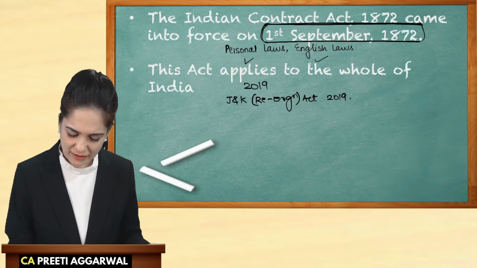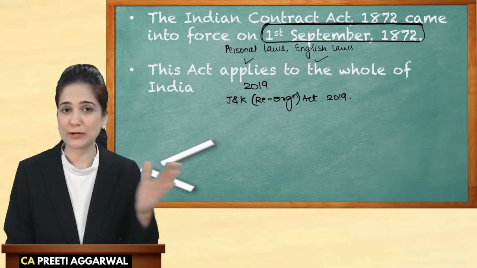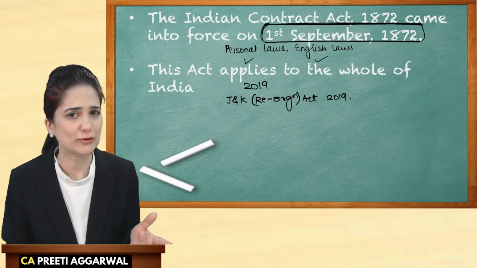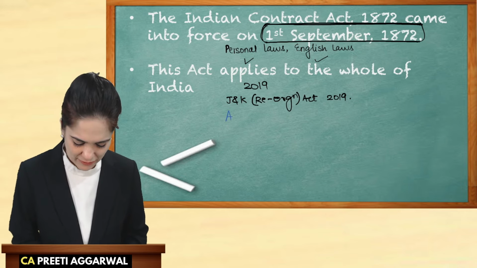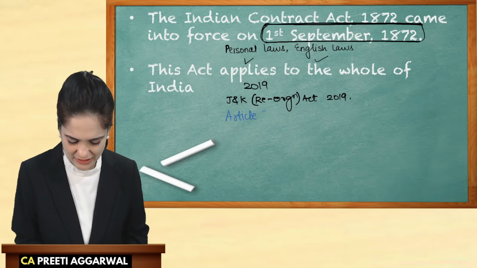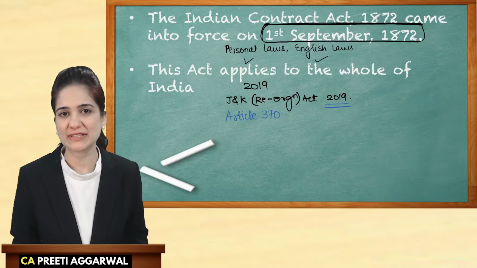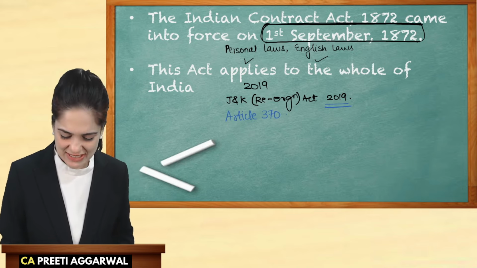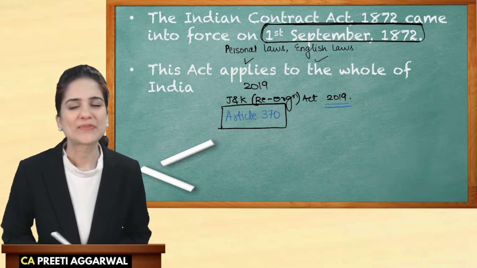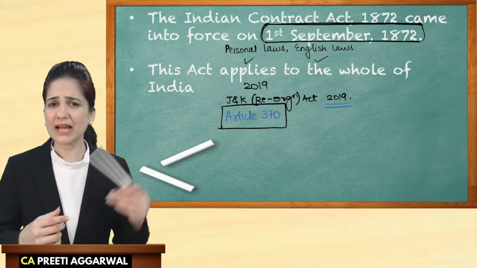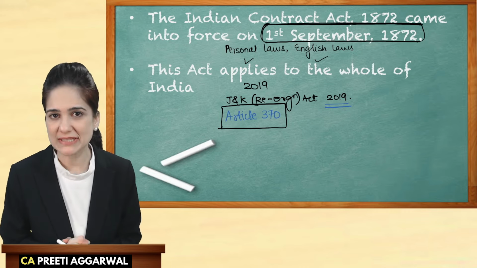But are you aware why there were certain acts which were applicable to the whole of India but not the state of Jammu and Kashmir? Are you aware of the story? Have you heard of Article 370? There were so many movies which were released after 2019, after the Jammu and Kashmir Reorganization Act. All right, let us discuss the story. Story time. Article 370.